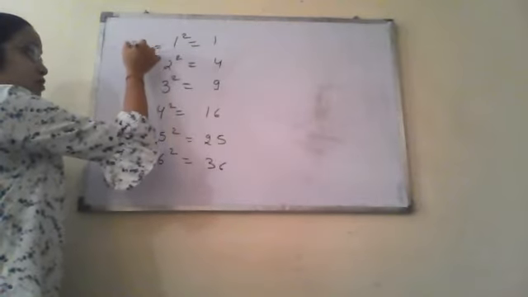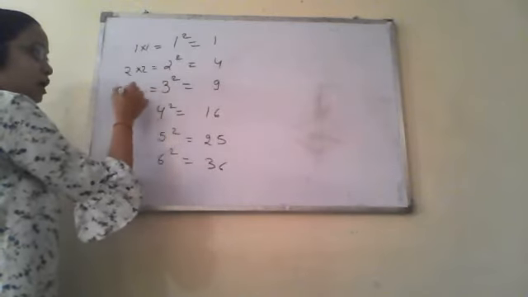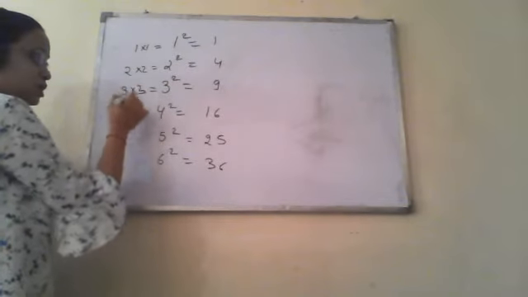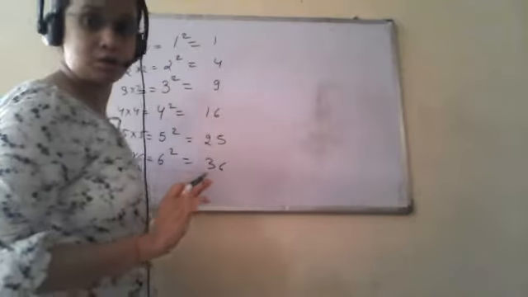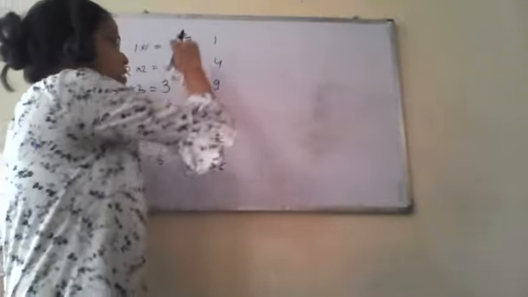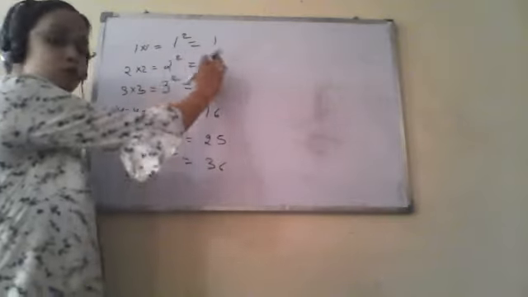Now we say 1 square means 1 into 1. Here 2 square is 2 into 2 and 3 square is 3 into 3. This is 4 into 4, 5 into 5, or 6 into 6. This is the way you have been calculating the squares. Now we are saying square of 1 is 1. Clear? Square of 2 is 4.